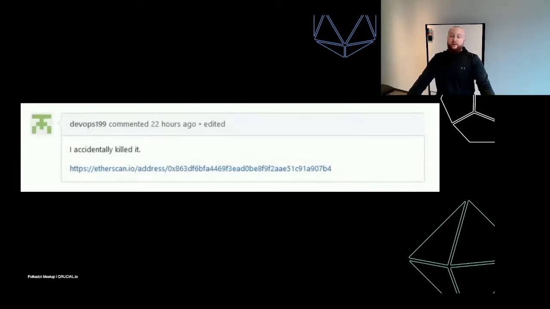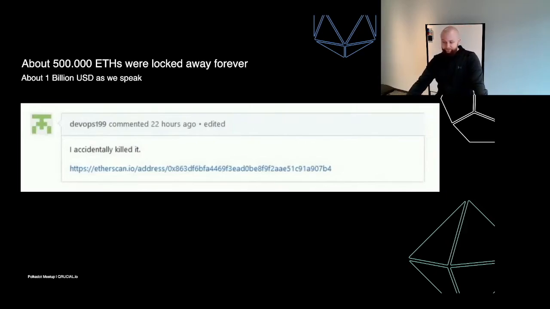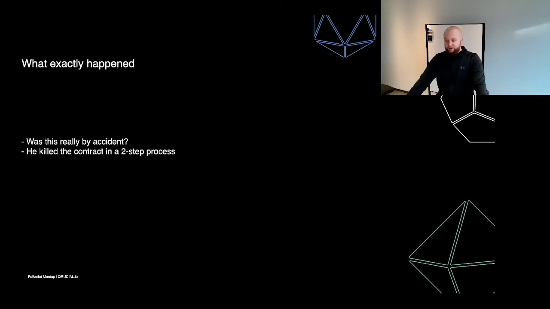Shit really hit the fan this time. A guy named DevOps199 posted, "I accidentally killed it." So what happened? About 500,000 ETH were locked away forever. And this is about $1 billion as we speak.